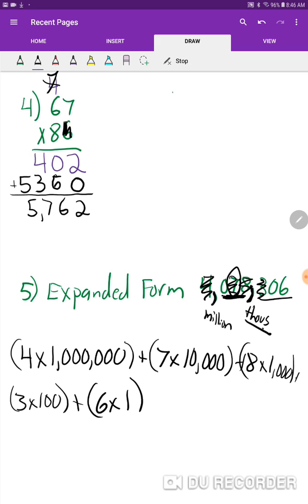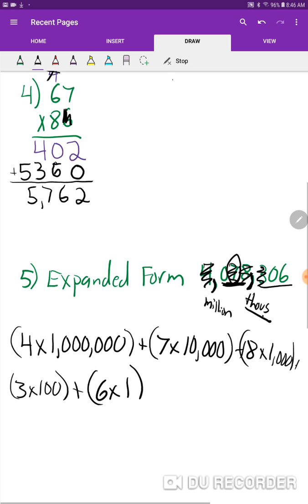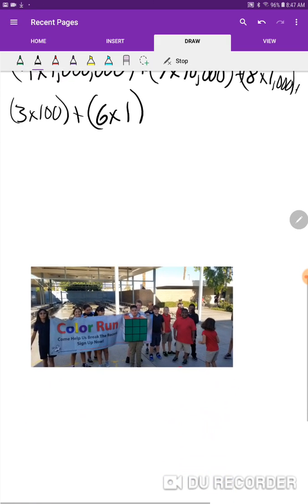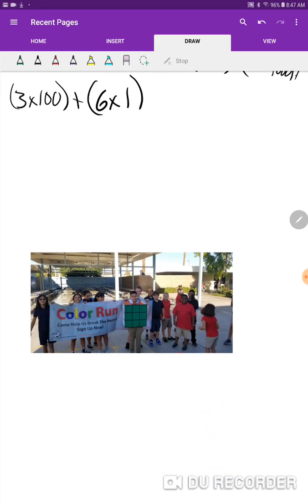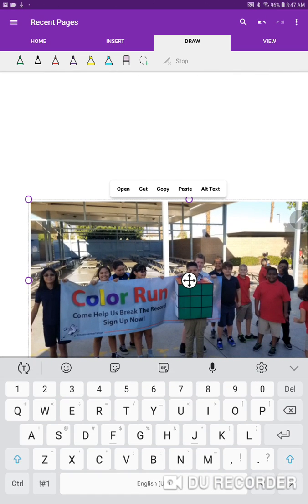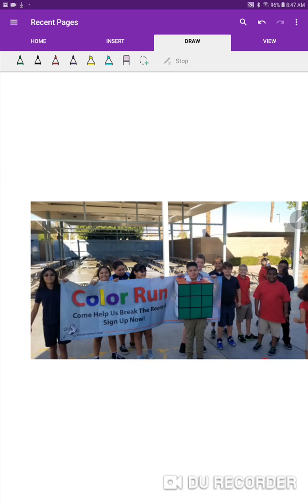So there is your homework corrections, but I have a little surprise for you. When I do these corrections, I'm going to try to take a little trip down memory lane. So I wanted to show you guys this picture. And all I want you to think of is, what memories do you think of when you see this picture?